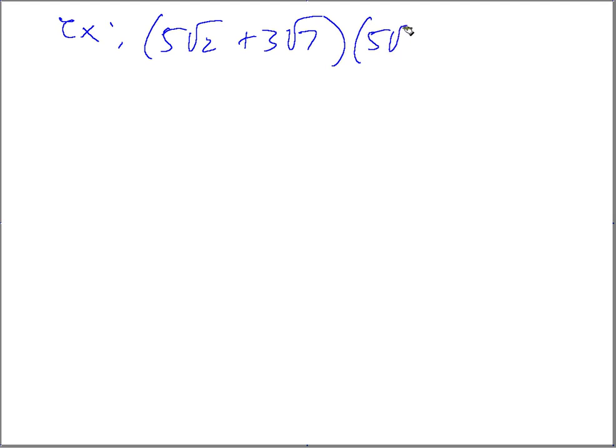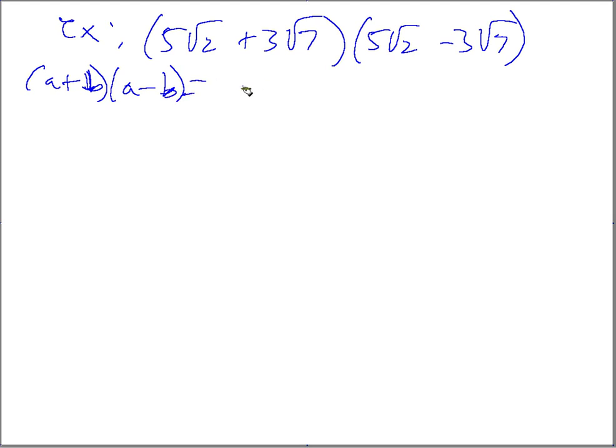Let's look at another one. What's the other formula? Well, how about the difference of squares formula? What about something like 5 root 2 plus 3 root 7 times 5 root 2 minus 3 radical 7. So this is of the form a plus b times a minus b. Let's recall what that is. That's just difference of squares: a squared minus b squared.